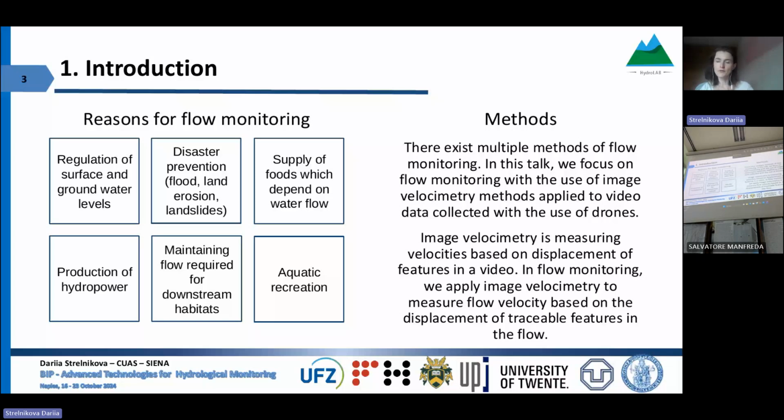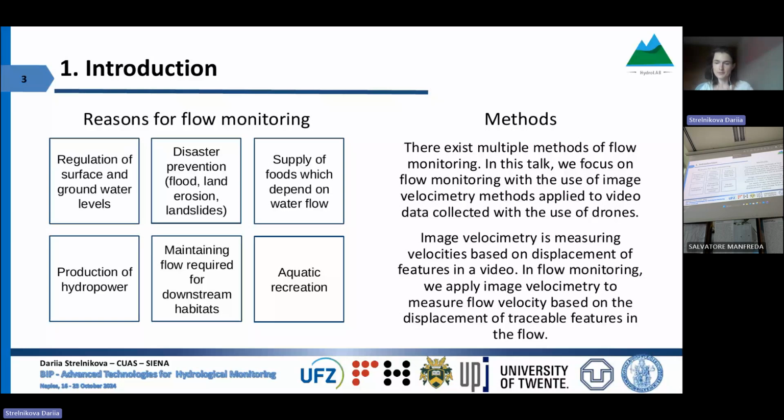And since there are so very many important domains of application of river flow monitoring, there are, of course, many methods that existed hundreds of years ago or many thousands of years ago, and they continue to develop. And we're not going to discuss all the possible methods in this talk, but we will focus on the most modern techniques, namely the application of drones and image velocimetry techniques to measure flow from acquired drone-based videos.